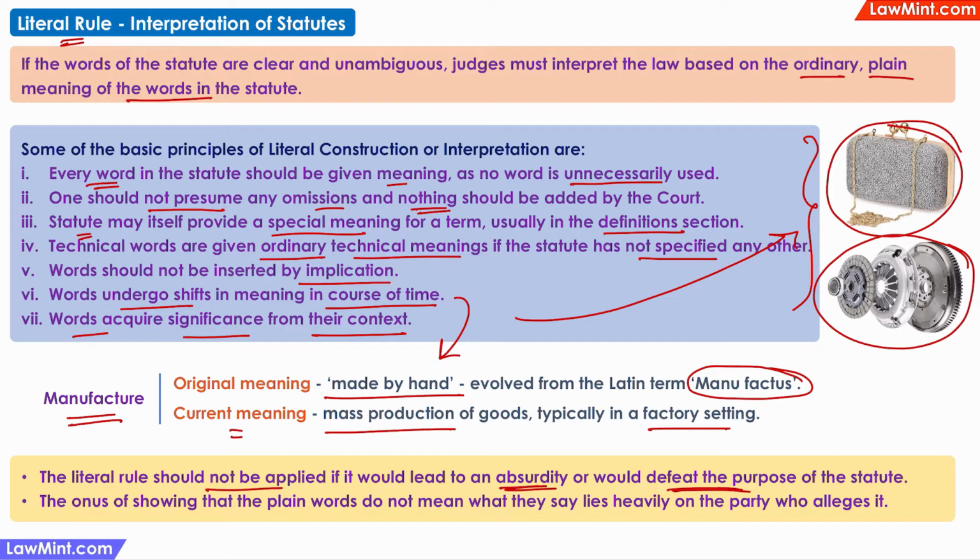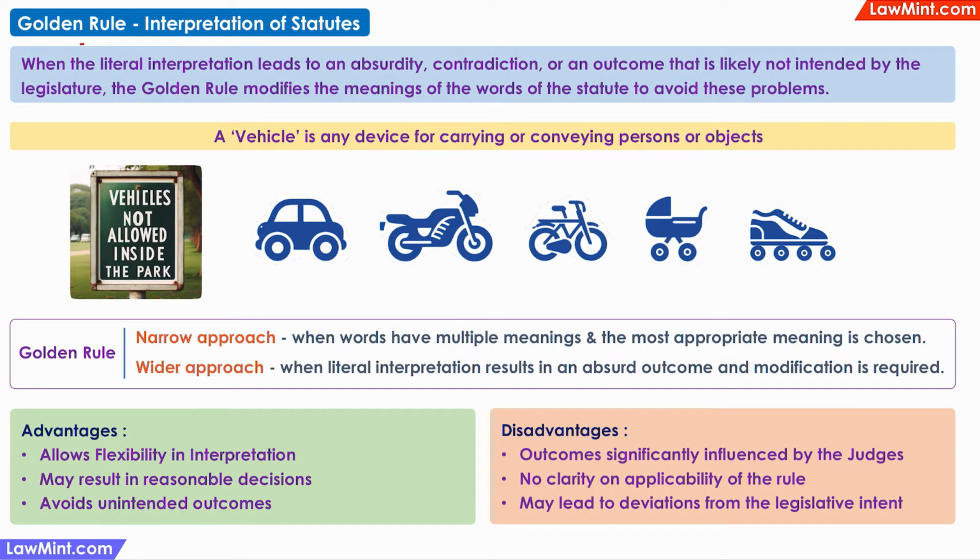And if one of the parties is claiming that the words used in the statute actually mean something other than their normal meaning, then that party has to prove the same. First of all, the judge should try to interpret a statute literally, that is, based on the normal meanings of the words used. If such a literal interpretation is leading to an absurdity or a contradiction, then the golden rule must be used.